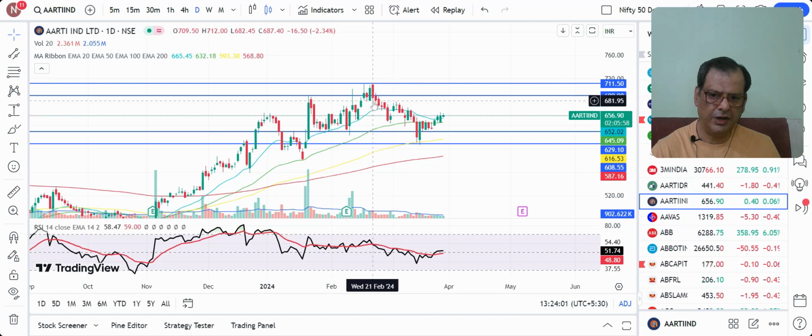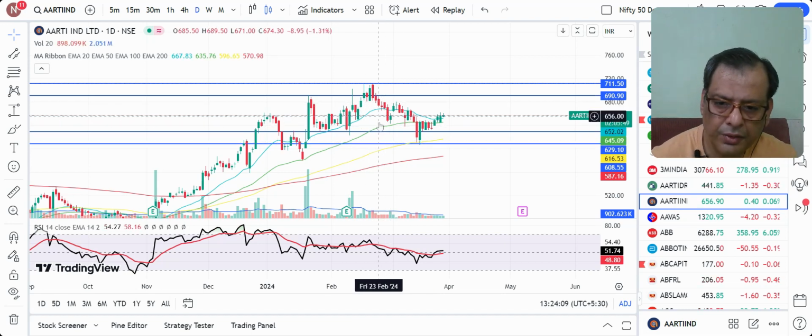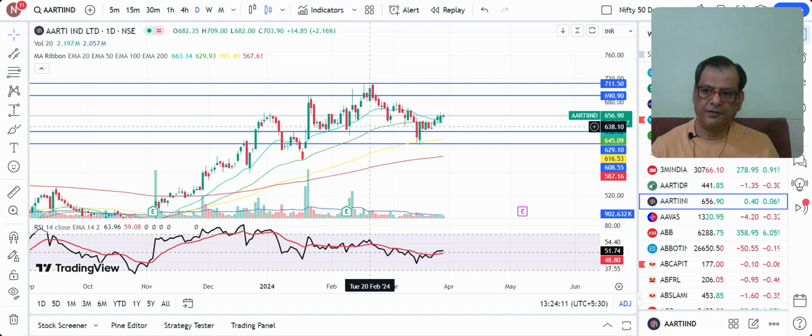Or you could have trailed your SL depending on what strategy you follow. I'm just telling you this from a perspective of resistance and support. Don't go into the fact that while the price is bouncing off from resistance, the price is above EMA 20, 50, 100 and 200.